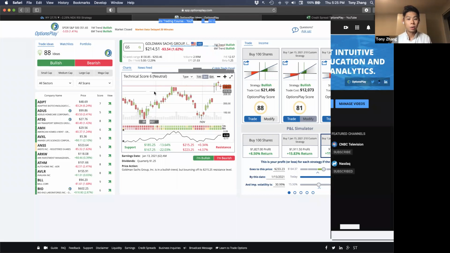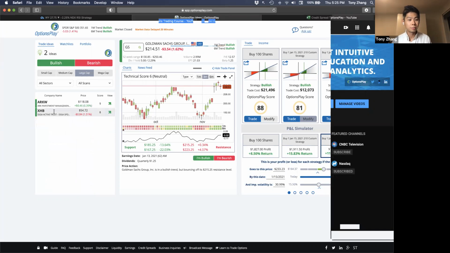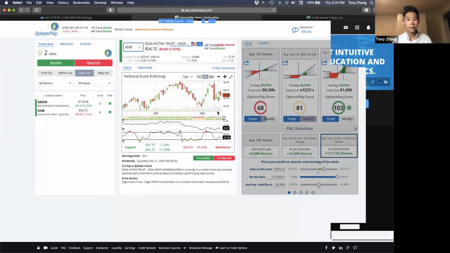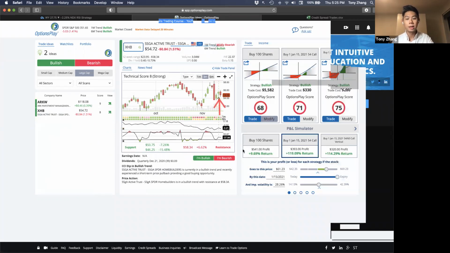Sometimes there is an arrow on the chart pointing up. Is that a buy or sell signal? Those are our bullish and bearish ideas. So if you click on any bullish idea, you'll see the arrow. The arrow points to when the idea was actually generated.